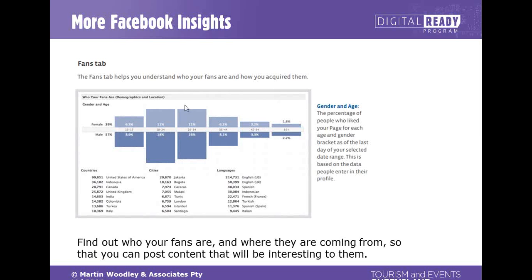So you can say, okay, here's my visitors. What kind of content's going to entice them? Is this who I'm after? Am I actually after the retirement market? In which case I might need to change my strategy a bit.